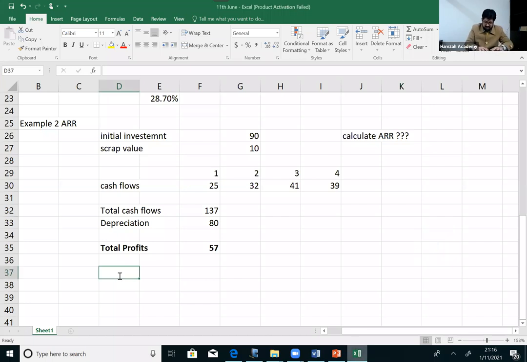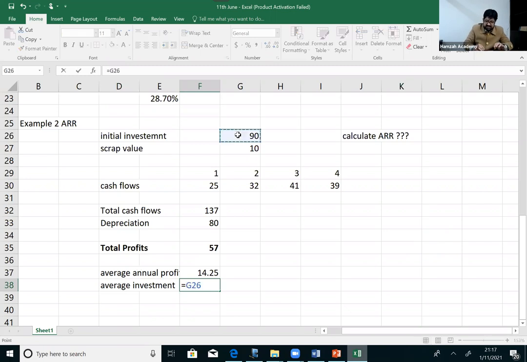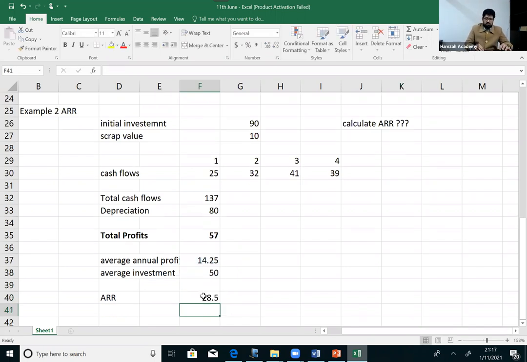Now, average annual profit is equal to total profit divided by life, 4. Average investment is equal to initial investment plus scrap value, divided by 2. And ARR is average annual profit divided by average investment, multiplied by 100. So 28.5% is the ARR.